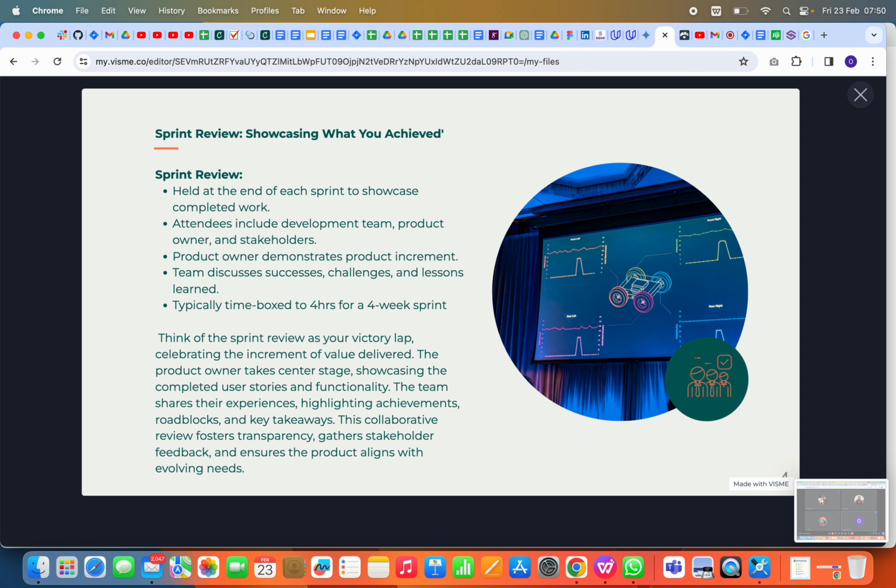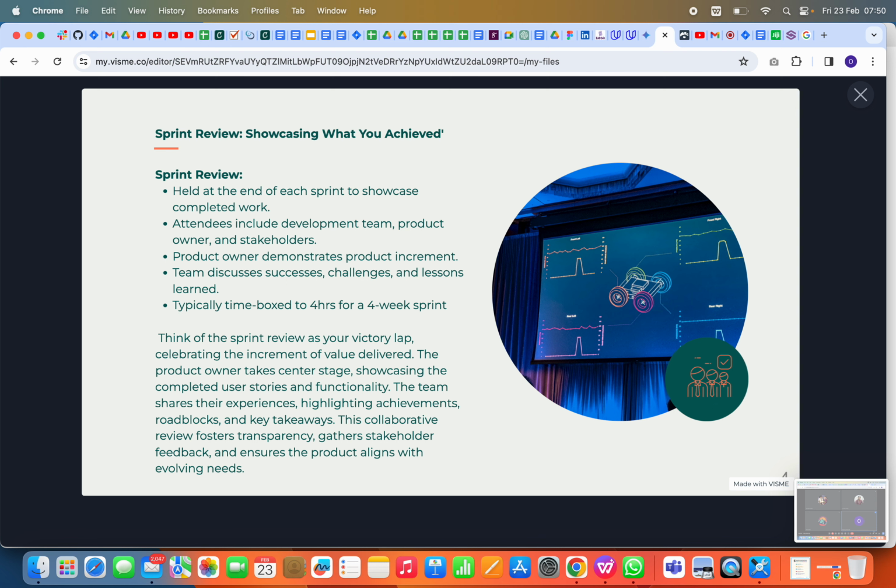For the sprint planning, we said 8 hours maximum if it is a 4-week sprint. Then for the daily scrum, it is 15 minutes. For the sprint retrospective, it is 3 hours. I hope we got the difference. Sprint planning is 8 hours for a 4-week sprint. Sprint review is 4 hours. Sprint retrospective is 3 hours. Then the daily scrum is 15 minutes.